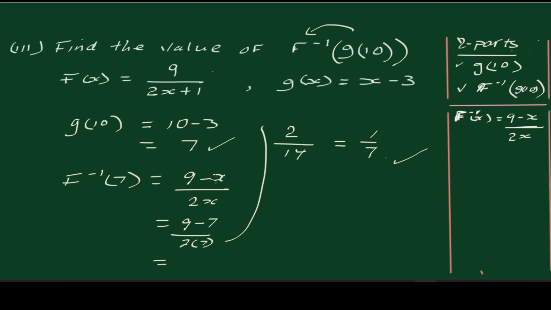So anywhere we see x in the inverse function, we're going to replace it with 7. We did that, so it's 9 minus 7 multiplied by 7, which gives us 2 over 14, which is equal to 1 over 7. And this is our final answer here.